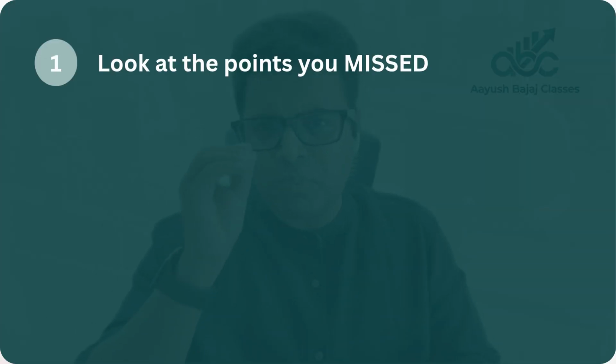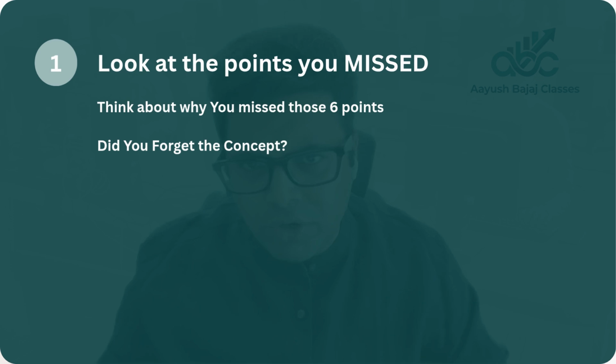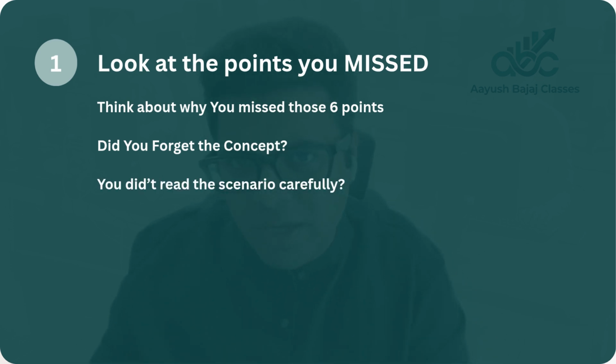Look at the 6 points you missed, not the ones you got right. Focus only on what your brain failed to generate here. Think about why you were not able to write the next 6 points. Ask yourself why you missed those points. Did you not know the concept? Or did you miss reading the scenario carefully? These are two very specific and very different problems with two different fixes.